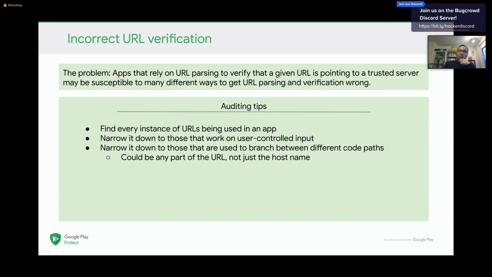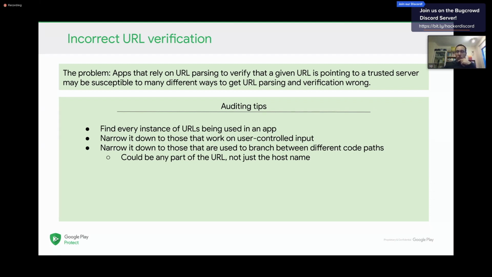So auditing, you want to find every instance of URLs being used in an application. You want to narrow it down to those that work on user-controlled input, and then you want to narrow it down even more, ideally to the ones whose data or URL name is used to distinguish between code paths, right? Maybe in an if statement, maybe in a loop of some sort.